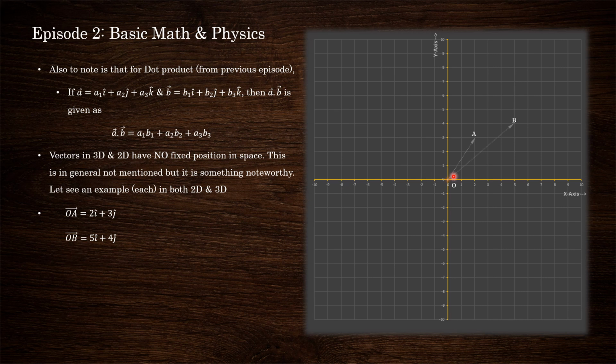So from previous episodes and from concepts, we know that the AB vector is OB minus OA. If you look at AB, it is conveniently marked here. It's 3 units in I and then 1 unit in J. So OB minus OA will have to be that. So that's what it is.